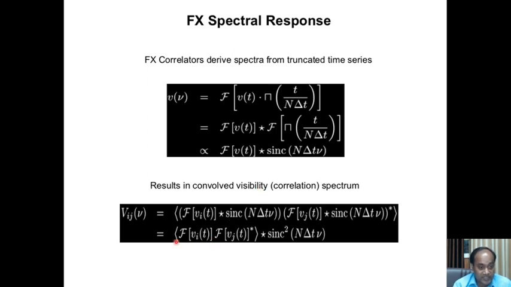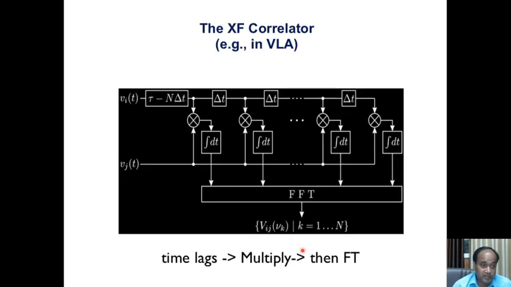The thing is that you are interested in this because the Fourier transform of the voltage time series will give you the frequency spectrum, but you won't get the frequency spectrum directly. It will be modified by a sinc square function. There can be another scheme called the XF correlator, where you first multiply the signals and then do the Fourier transform. You bring the signals from two different antennas; for example, one signal comes directly and the other you multiply with, introducing different time delays. You first multiply, then integrate, and then you do the Fourier transform.